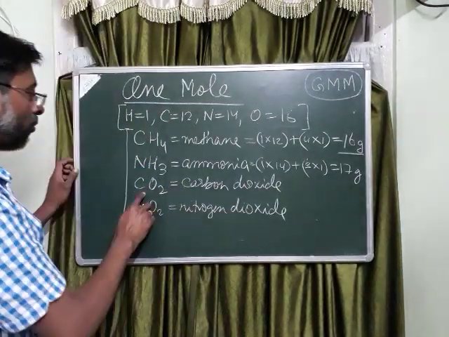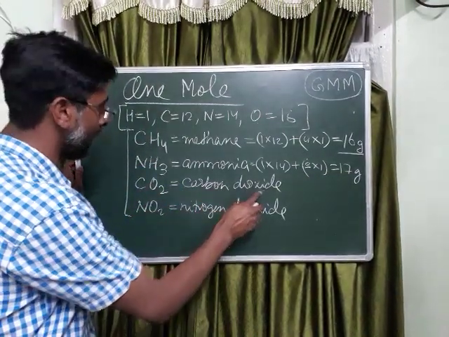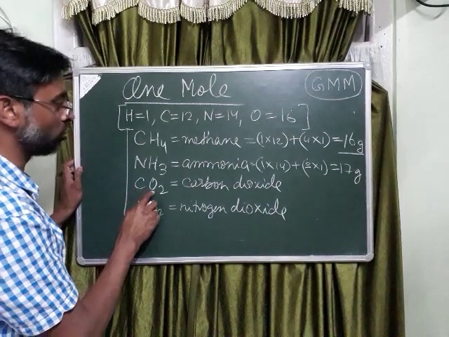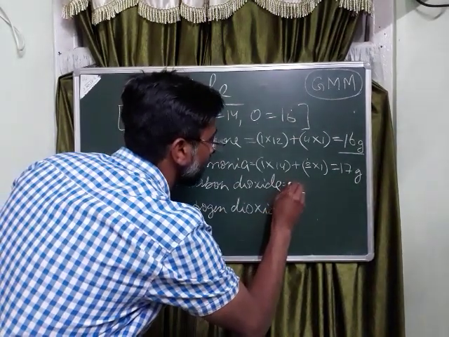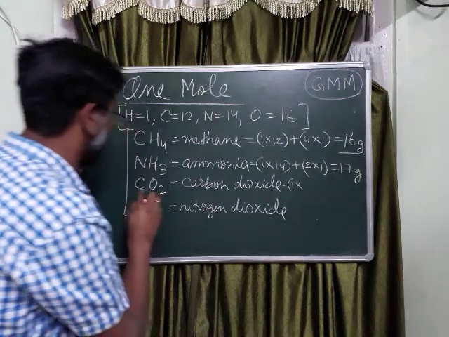Now come to the third one, carbon dioxide. The formula is CO2. Carbon, 1 atom. Atomic weight is 12.